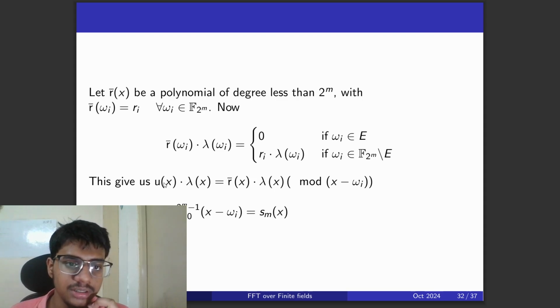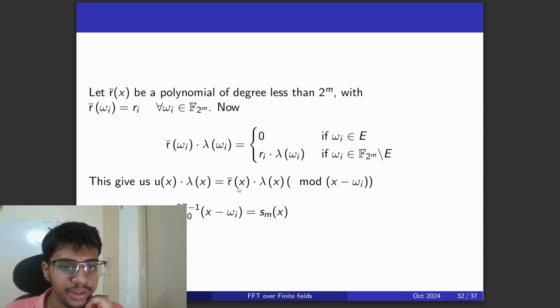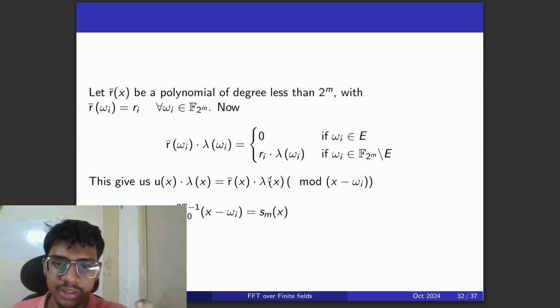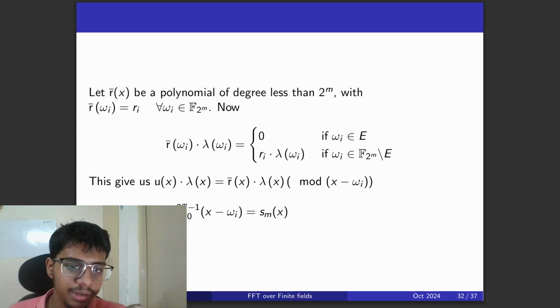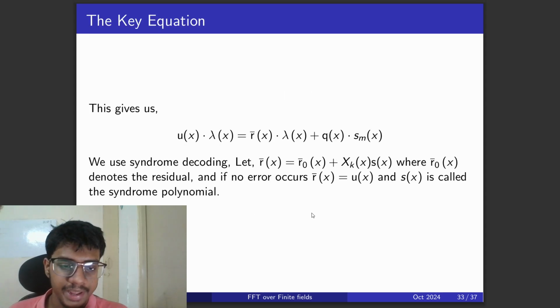So this gives us, if we try to get a general formula for this, u of x dot lambda of x equal to r bar of x dot lambda of x times mod of x minus omega I. So we have seen this, right? X minus omega as a subspace polynomial for our omega I. So if we take a subspace polynomial for this omega I, we can write this as s of dimension n x.